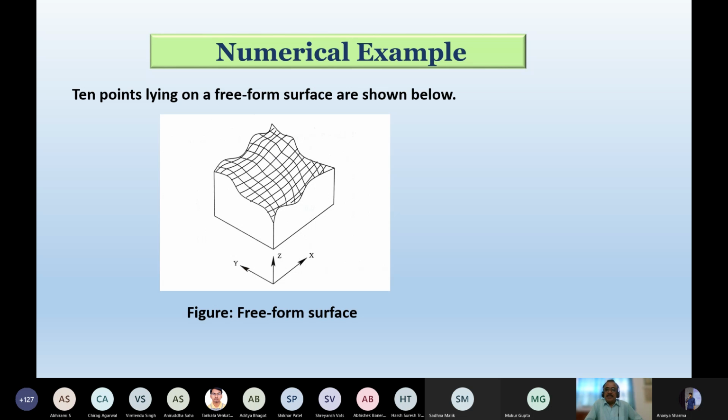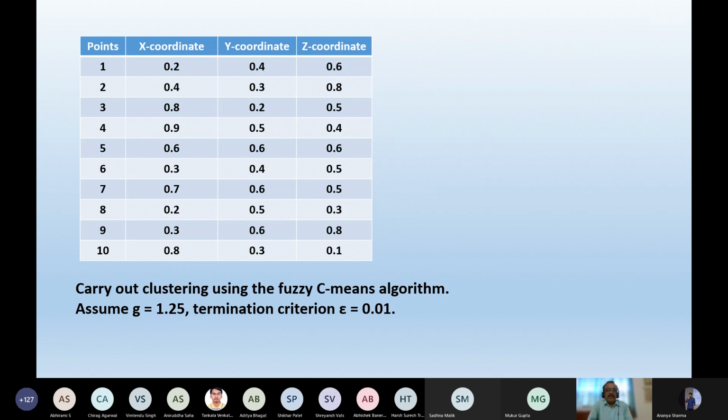But before I go for this machining, how to do the clustering using the principle of the fuzzy C-means algorithm, that I'm going to discuss. So I hope you have got the physical meaning, or the physical importance, of this particular problem. Now I'm going to show you how to solve that problem.